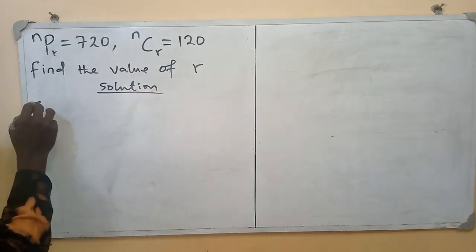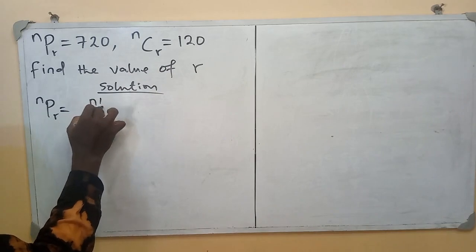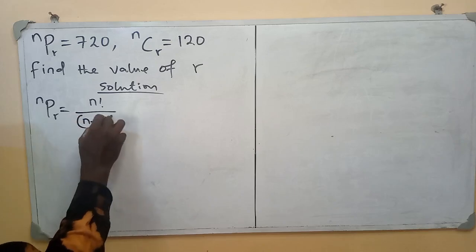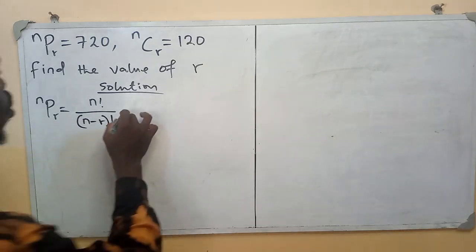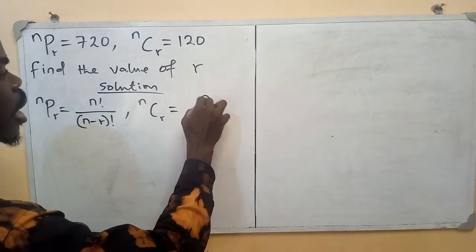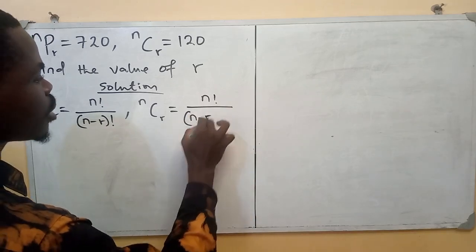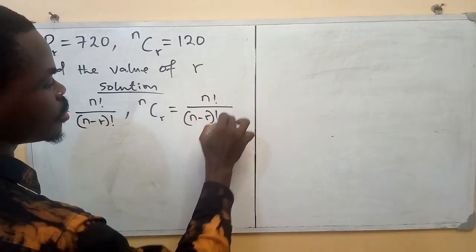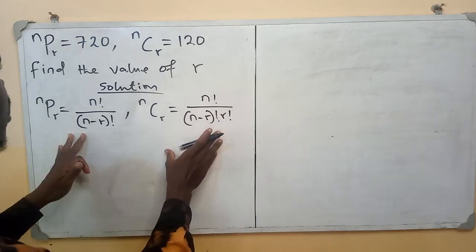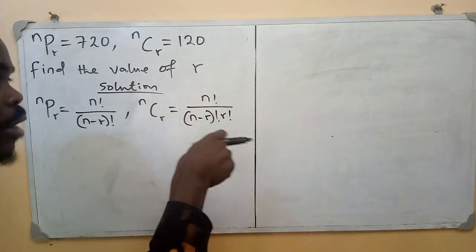So for permutation, nPr is n factorial all over n minus r factorial. This is for permutation, while we have for combination n factorial all over n minus r factorial and r factorial. So we are going to be using this knowledge to solve the problem. Mind you, we are asked to find the value of r.